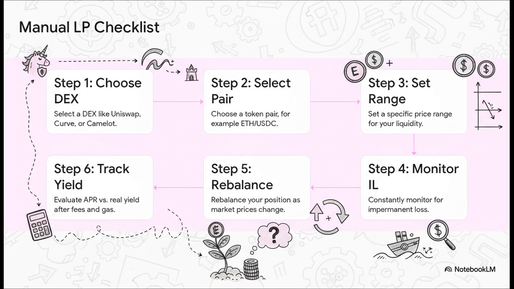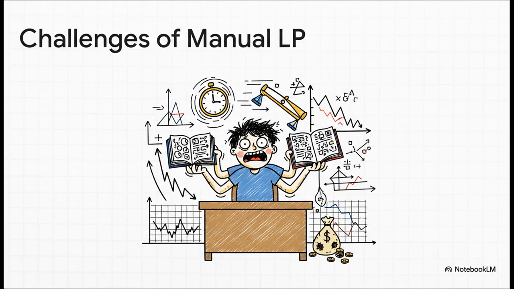You're constantly monitoring for something called impermanent loss. You're rebalancing your whole position as prices move, and you're trying to figure out what your actual real yield is after all those fees and gas costs eat into it. And all of that control, well, it comes at a price. This stuff demands some serious technical know-how, and it is a huge time sink. I mean, making one simple mistake, like setting the wrong price range or not rebalancing quick enough, can cost you a lot of money. And you're always dealing with the risk of impermanent loss. That's just the fancy term for when your deposited tokens are worth less than if you had just held them in your wallet. The bottom line is, it's a full-time job. It demands active, ongoing management.